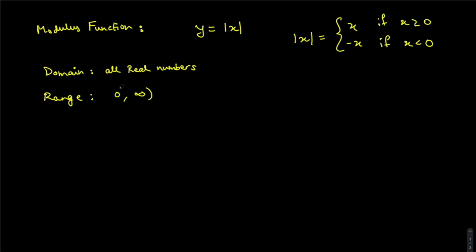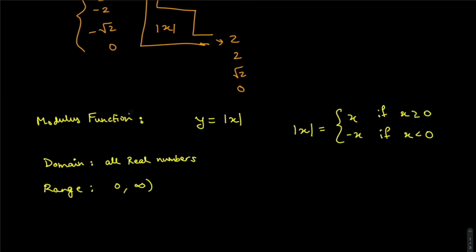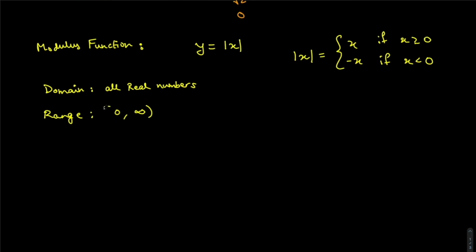But we can include 0, right? Because we just saw right here, the modulus of 0 is 0. So I'm going to put a square bracket right here. So it's inclusive of 0 to infinity, right? So now let's graph the function.